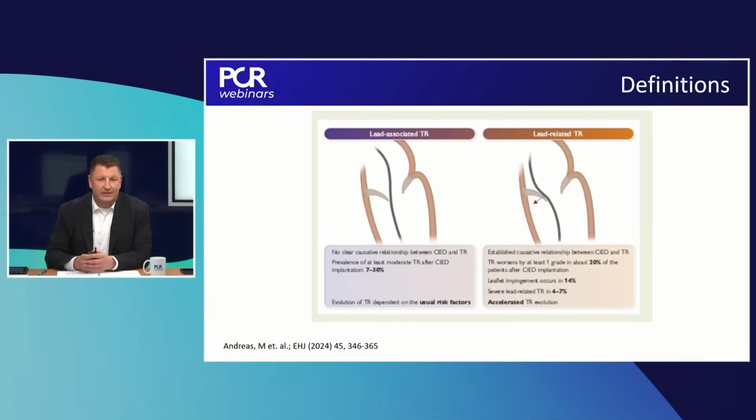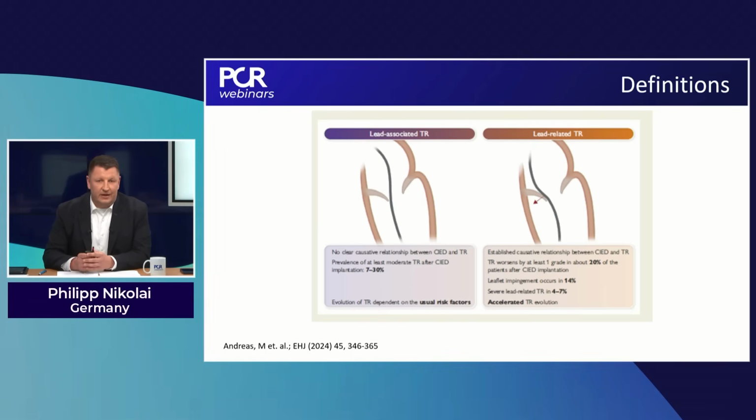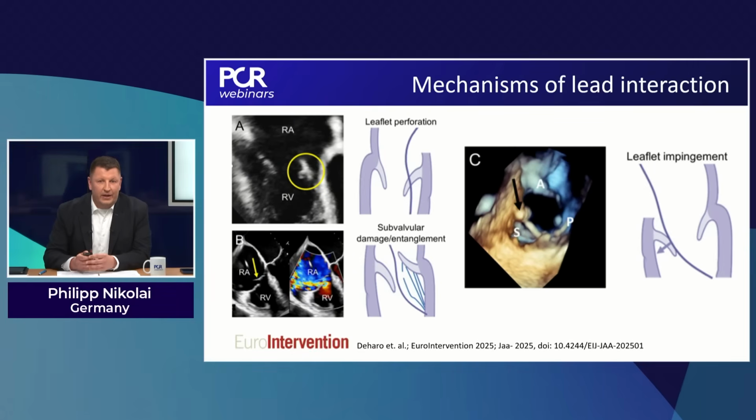Okay, before we start, some short slides about definitions. What is a lead-associated TR? That means that we have a lead in the valve, but the lead doesn't affect the TR. Against that, lead-related TR means that the lead is the origin of the tricuspid regurgitation. Przemyslaw will show some data afterwards on how often this happens in all the patients who have a lead in the valve.